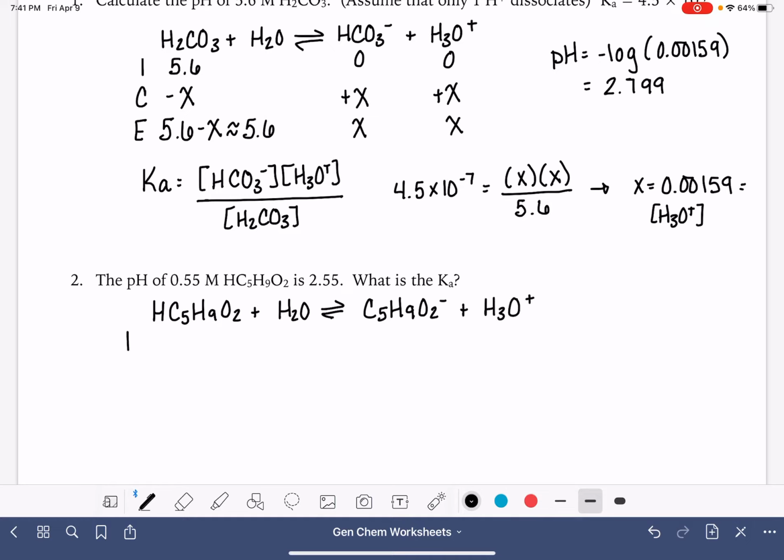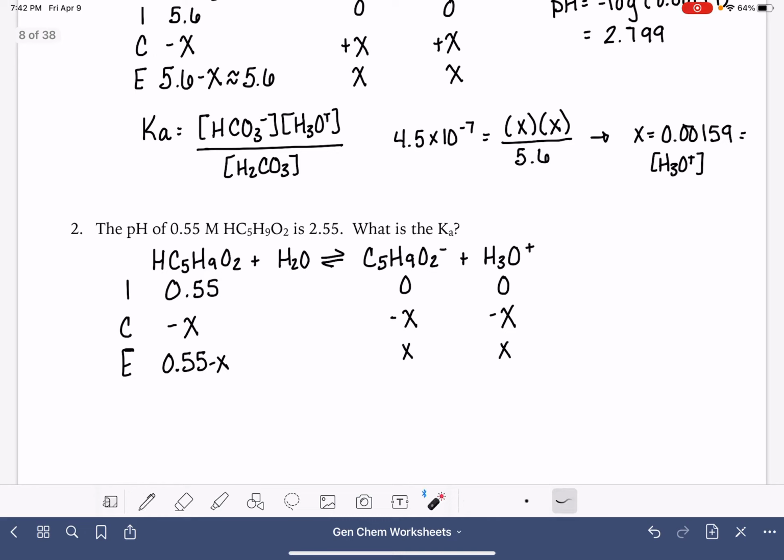And then let's get ourselves ready for an ice table here. We know that the initial concentration is 0.55, and initially we're going to have no product at all, and then we're going to react some of this HC5H9O2, and at equilibrium we're going to have 0.55 minus X, and X, and X.